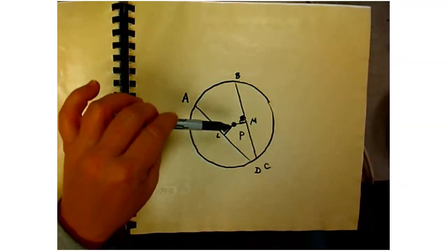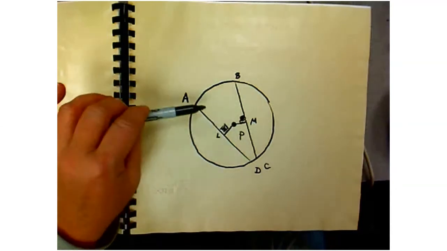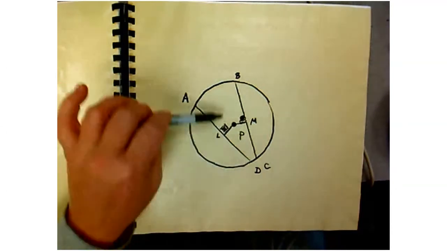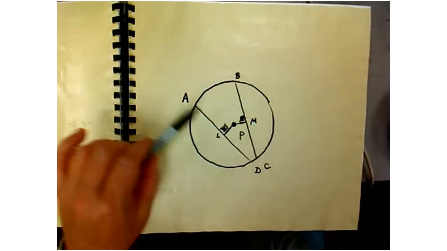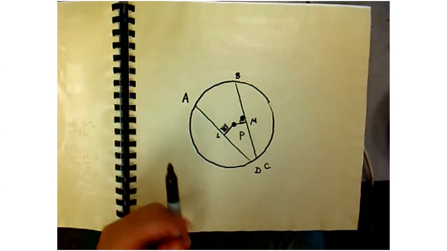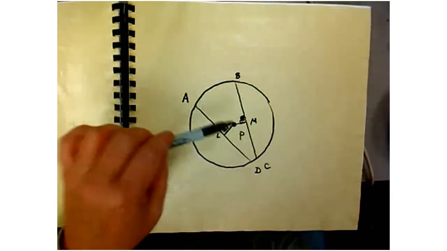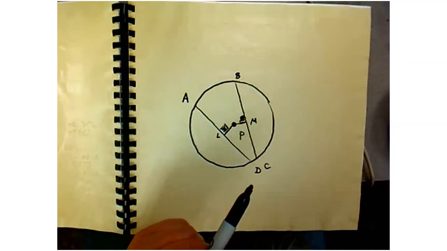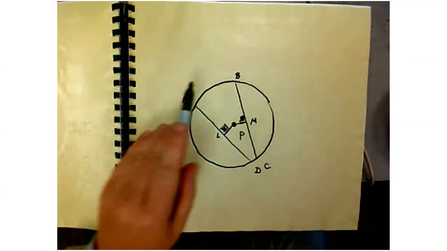So what this is showing is that if you have two chords, and two little segments that are perpendicular to these two chords, and they're congruent, then the chords are congruent. In other words, if chords are equidistant from the center, they're congruent. Okay? So this is showing that with this little drawing. And so this is Theorem 11-6.